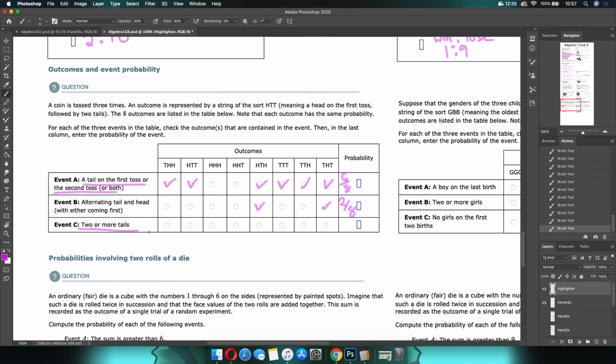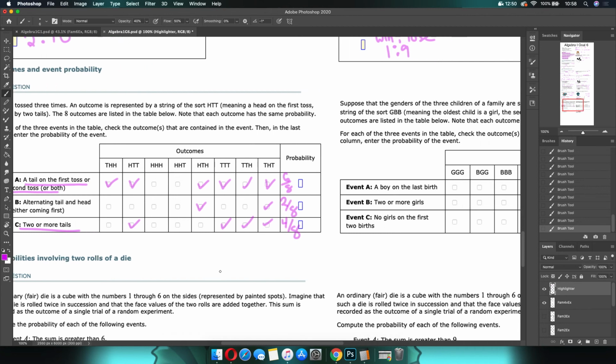2 or more tails. 2 tails no, 2 tails yes. 2 tails no, no, no, 2 tails yes. 2 tails yes, 2 tails yes. How much is that? 1, 2, 3, 4. 4 out of 8 total. That's what you're looking for in this.